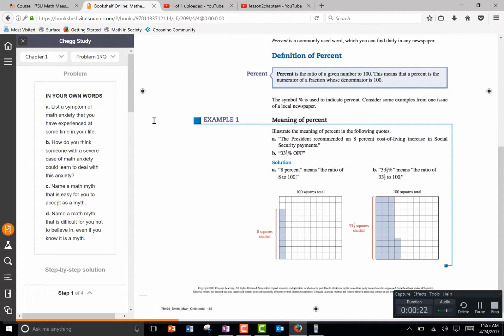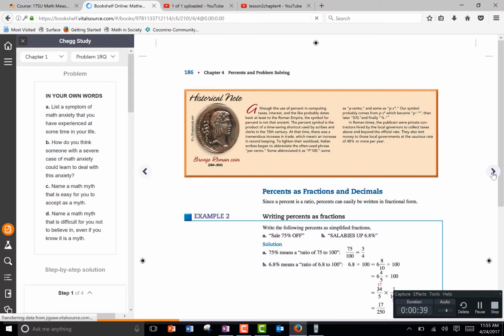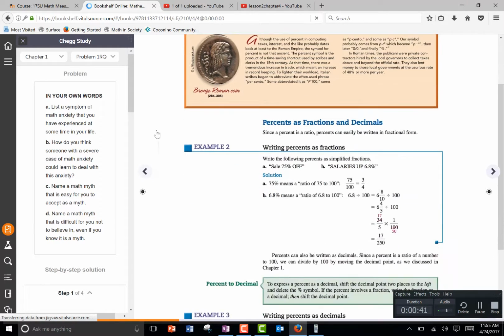And if you look at the little drawings down here, you can see where they've given 100 blocks. So if I had 8%, that would be 8 out of those 100 blocks. So that's what percent means. It means something that's out of 100. So you're going to look at a couple of different examples. The first one that we're going to look at is example 2.